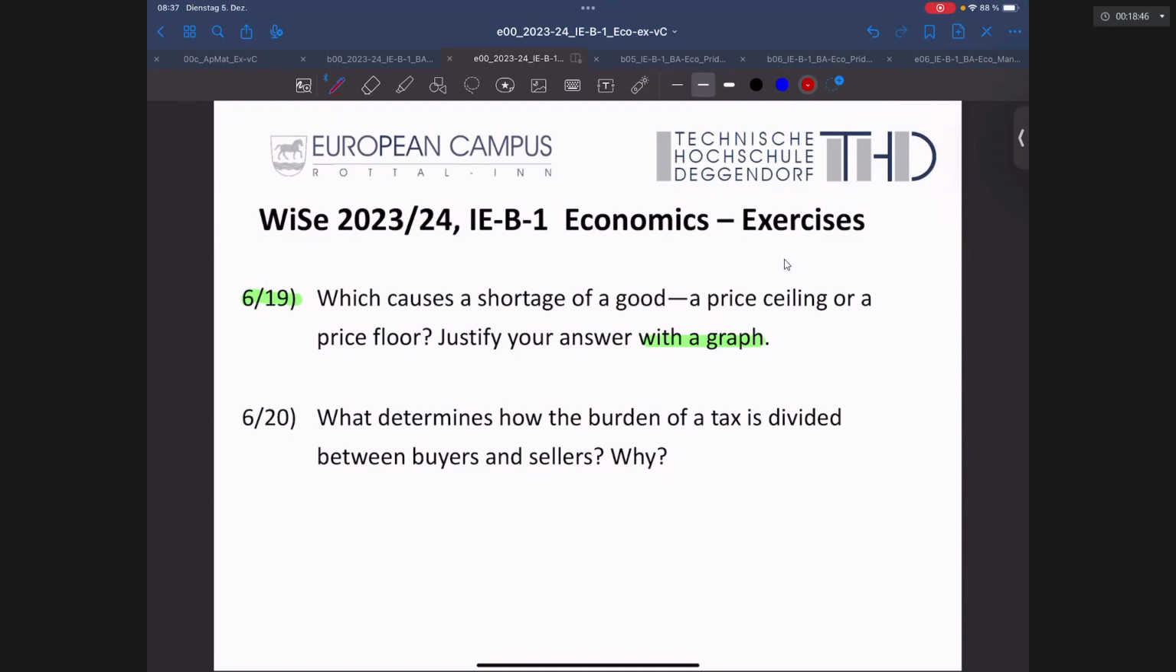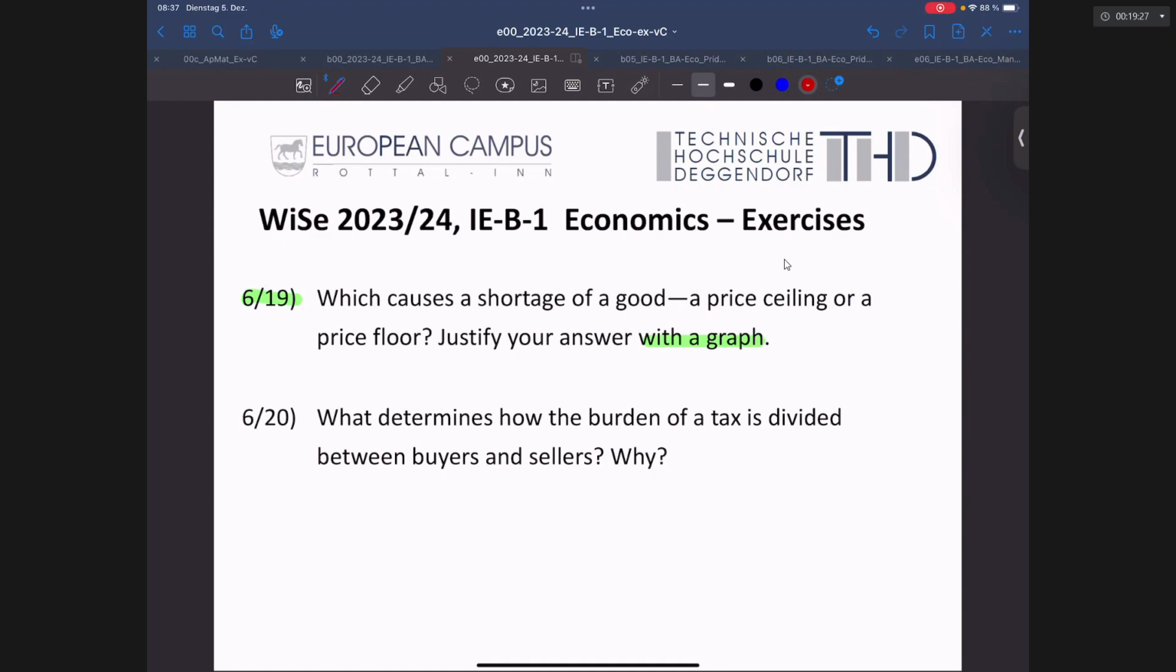Yeah, please go ahead. What usually determines how the burden of the tax is divided between the buyers and sellers is the elasticity of the supply and the demand. Because if the demand is very inelastic and the supply is elastic, then most of the tax will be paid by the buyer. However, if the supply is inelastic and the demand is elastic, then most of the tax will be paid by the seller. Yeah, that's it. Very good summary.